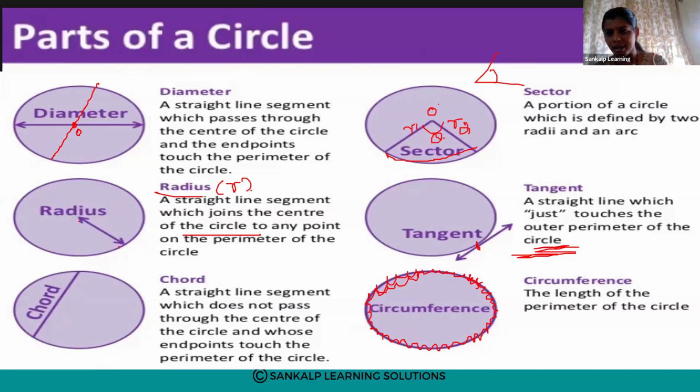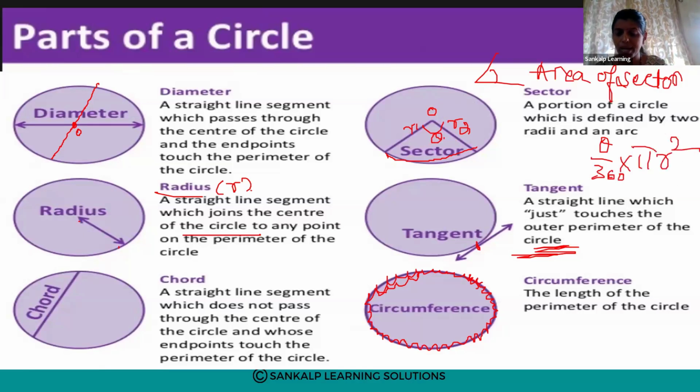When you know the radius and the angle theta, you can easily calculate the area of the sector. The formula is theta divided by 360 into pi r square. Why are we using pi r square? Pi r square is the area of the circle. When you want to find the length of the arc, you use theta divided by 360 degree into 2 pi r. Up to this, we discussed yesterday.